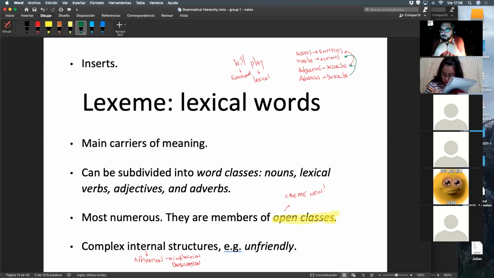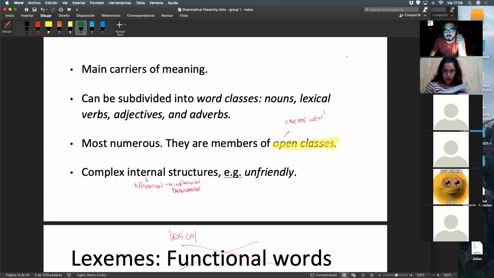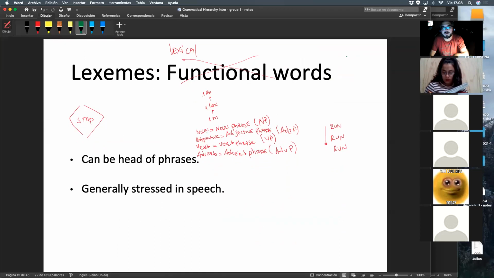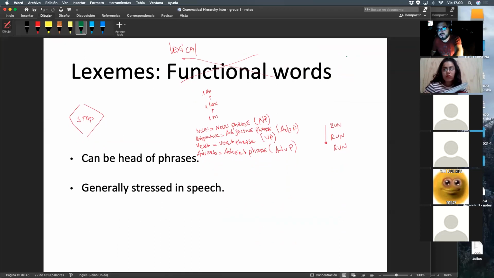And finally, all these lexical words tend to have complex internal structures. That is to say, they tend to be complex lexemes or complex compound lexemes. They tend to be that way. On the other hand, sorry, beg your pardon. Lexemes no son functional, son lexical, por eso hice el arreglo ahí, lexical words. They are also head of phrases.